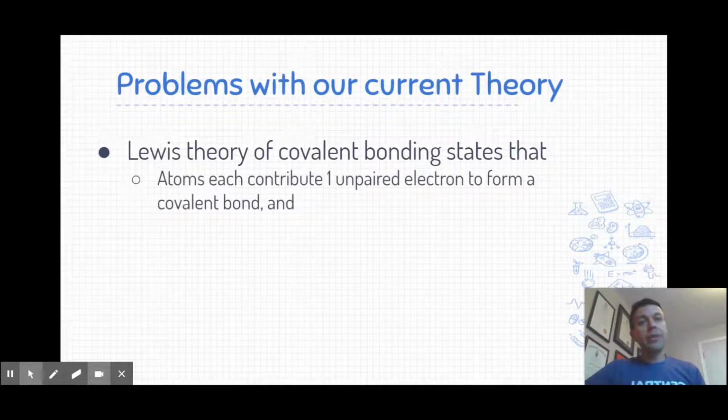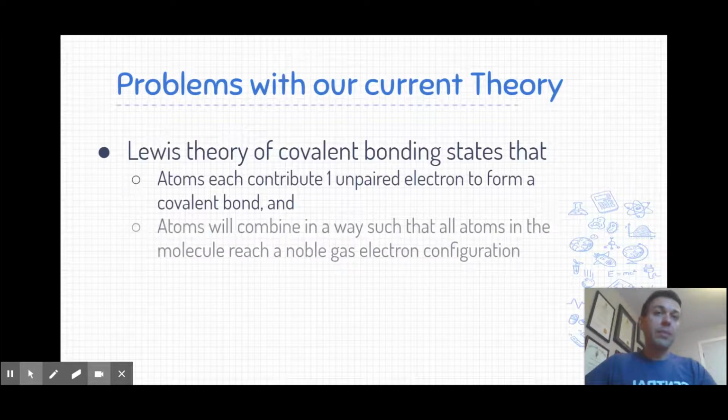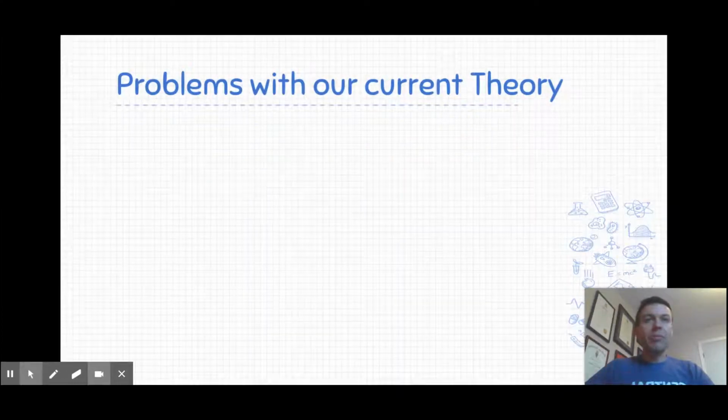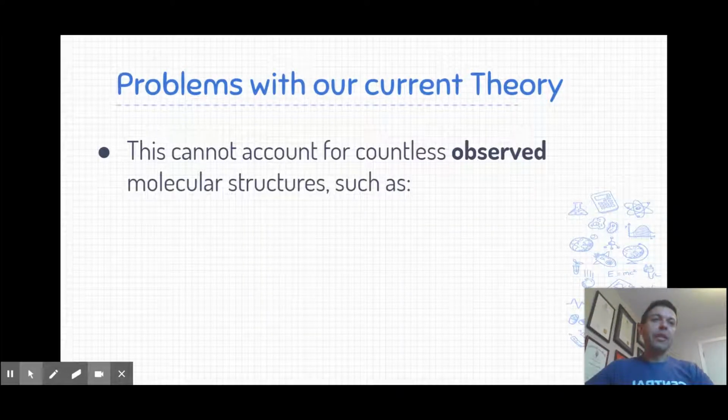Now recall that the Lewis theory of covalent bonding states that atoms each contribute one unpaired electron to form a covalent bond, and that atoms combine in a way so that all atoms in the molecule will reach a noble gas electron configuration. Now, these two statements are a bit of a problem because the Lewis theory cannot account for countless observed molecular structures.